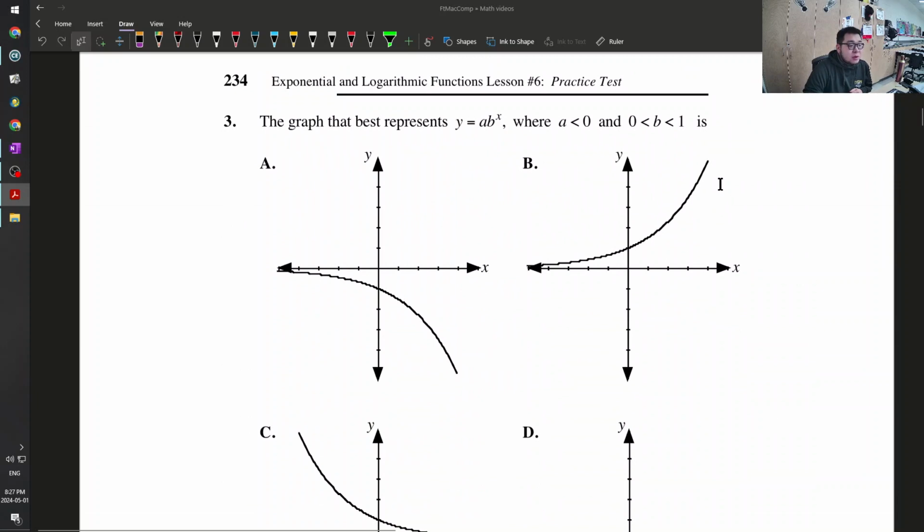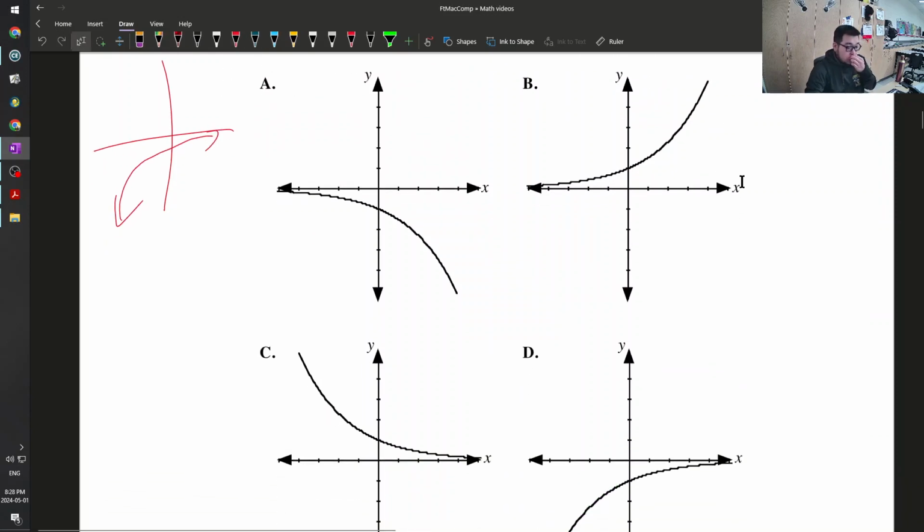3. The graph best represents this when a is less than 0. When a is less than 0, that just means the graph is on the bottom two quadrants, quadrant 3 and 4. So either like this or like this. And usually when b is between 0 and 1, the graph is an exponential decay. And because a is less than 0, it has been flipped across the x-axis. Your new graph will look like this. So it can look like that. D.